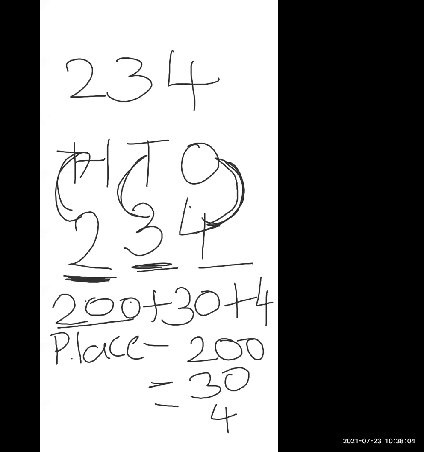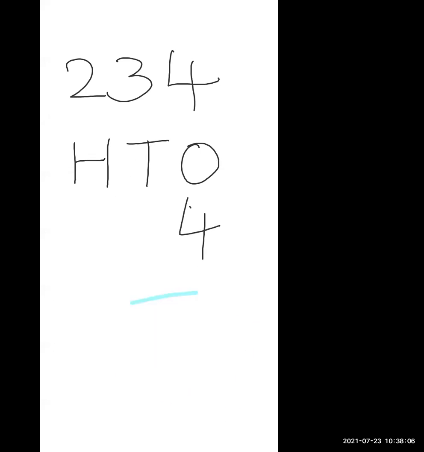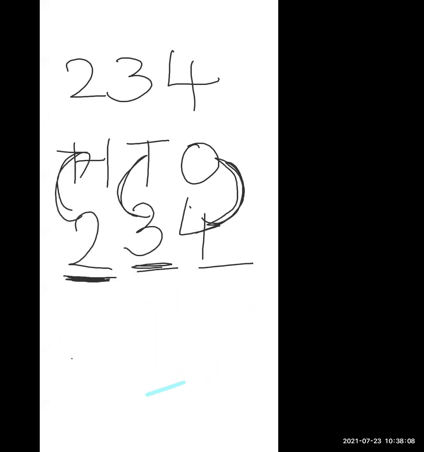And next we are going to see the face value. What is the face value? Face value is as it is. 2 is the face value. Then 3 and 4 are the face values. Here we have not mentioned hundreds, tens, ones in front of it. 2 is the face value. Whatever face is visible in front is its face value.